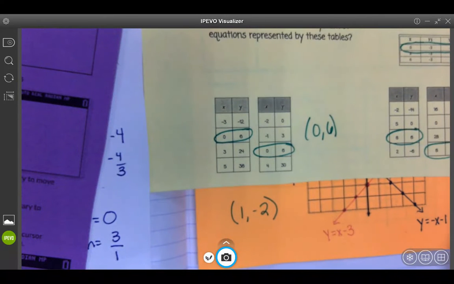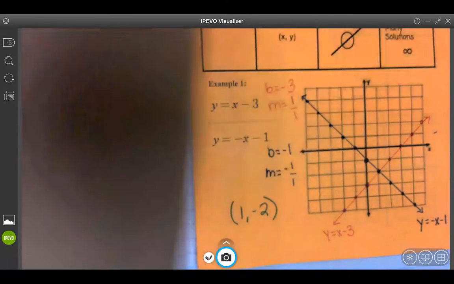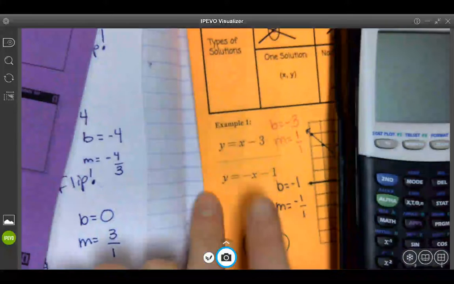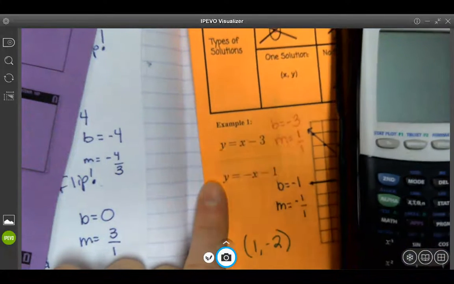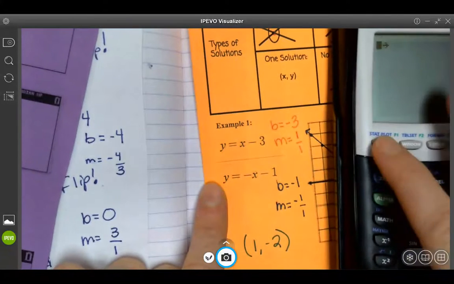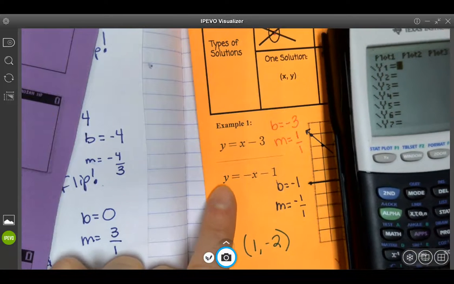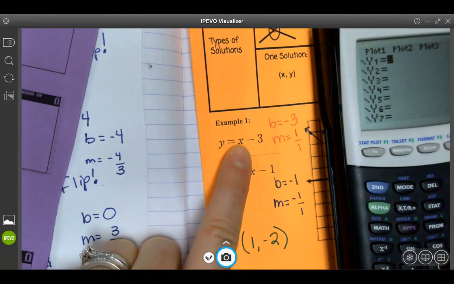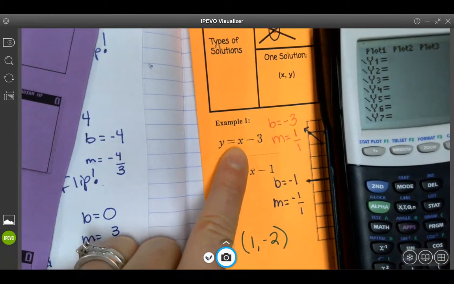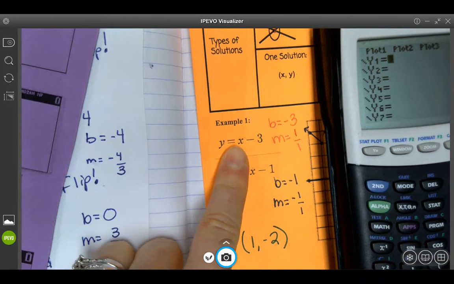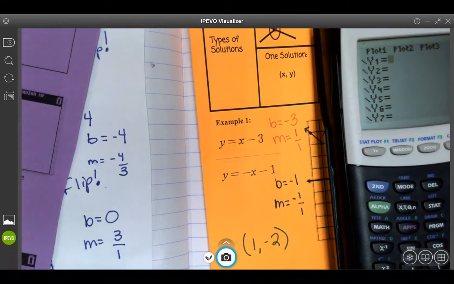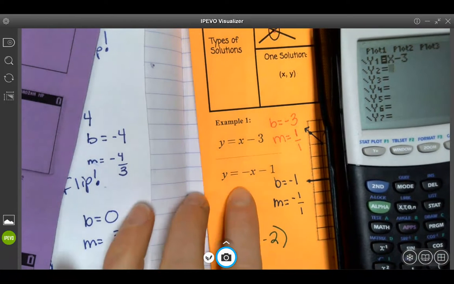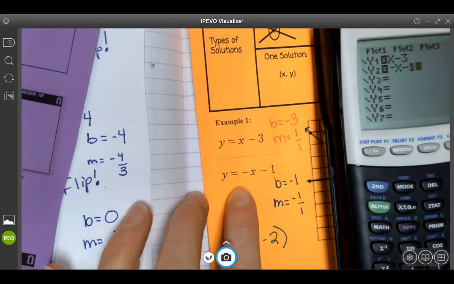So we are going to look at that right now in the calculator. So get out your calculator. I'm going to put the yellow sheet to the side. And we're going to do this system of equations. So go to y equals. Clear out what's in there. And for y1, we're going to put x minus 3. And for y2, put negative x minus 1.